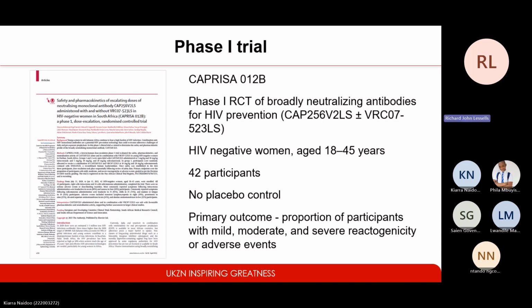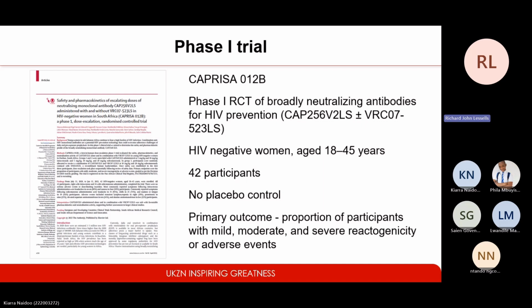And so what their primary outcome is, what they're looking at chiefly, is adverse events, and particularly how people react to the injection of this broadly neutralizing antibody. So does that make sense?